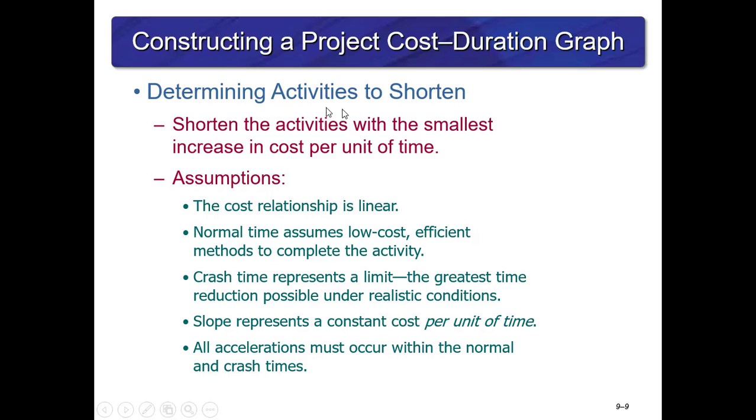So in order to determine activities to shorten, you would want to shorten the activities with the smallest increase in cost per unit of time. Assumptions are that the cost relationship is linear. The normal time assumes low cost, efficient methods to complete the activity, and slope represents a constant cost per unit of time, and so on. But the last point here is all accelerations must occur within the normal and the crash time. So somewhere between the normal time and the crash time.